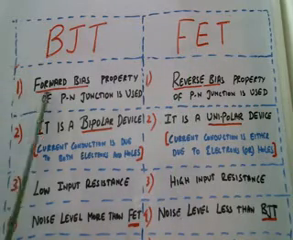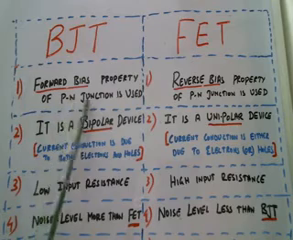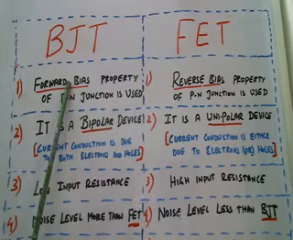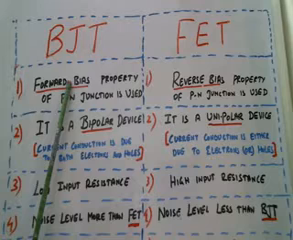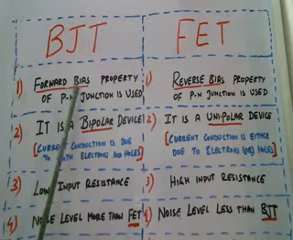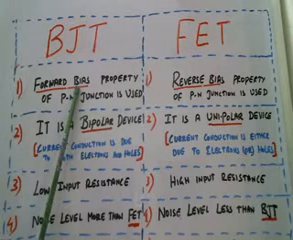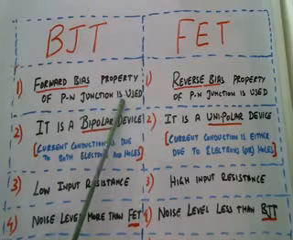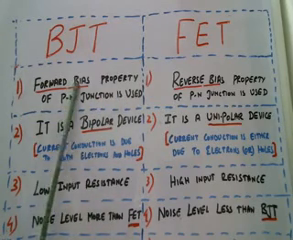So first point, the forward bias property of PN junction is used in BJT. What happens in forward bias? In forward bias, there is a movement of charge carriers across the junction. Holes move from p type to n type, electrons move from n type to p type. So there is a movement of charge carriers across the junction. Due to this, current increases. So this forward bias property of PN junction is used in BJT. In forward bias, current increases.